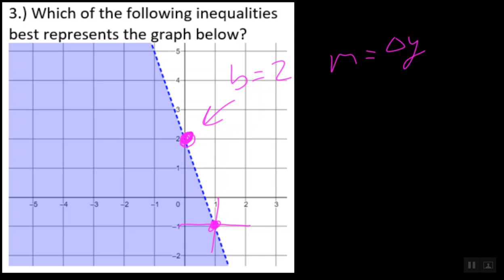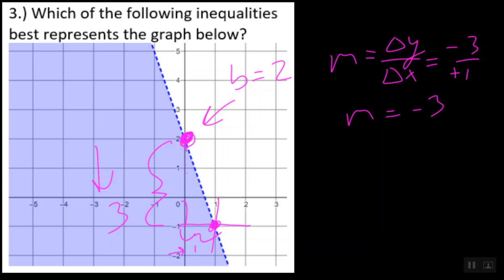Well, that's the change in y over the change in x. So we're saying, okay, from here to here, we know that we went down, let's see, 1, 2, 3. So we went down 3, and we went to the right 1. Well, what are we really saying? We're saying down 3 is -3 over, going to the right 1, positive 1. Our slope is -3. So when you look at the formula y equals mx plus b, we have y something, and our m term is -3x plus 2.